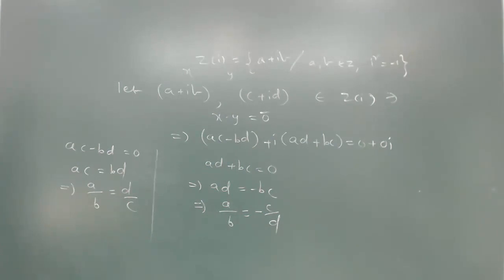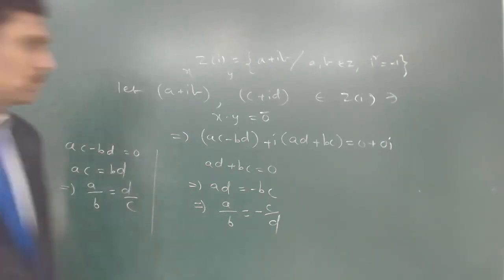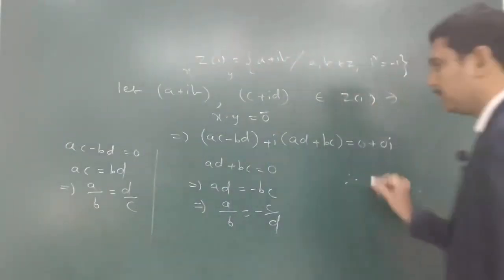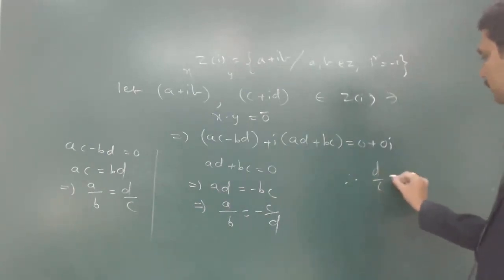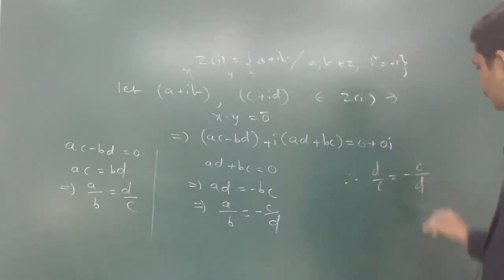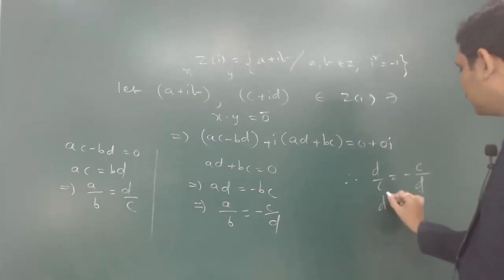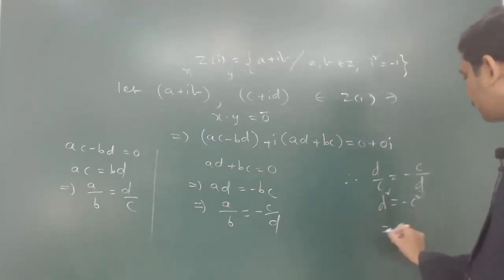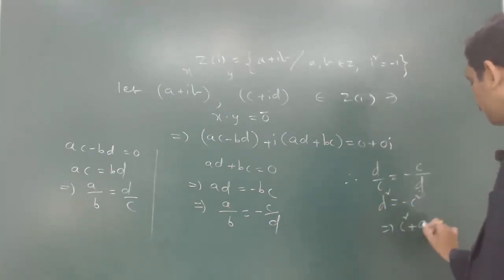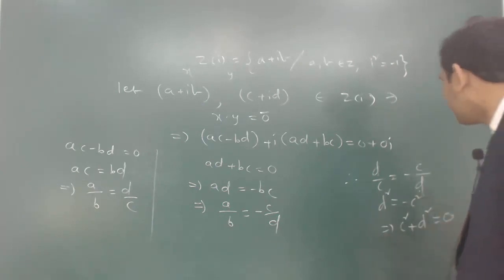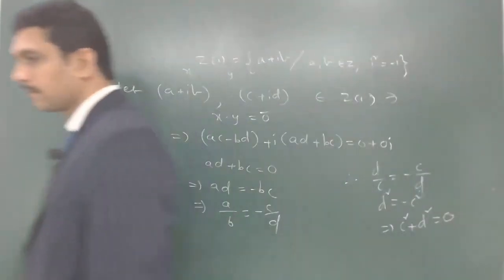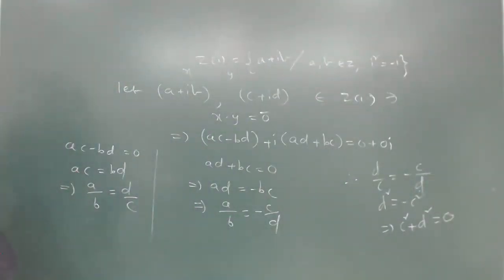So here you can observe that for the value a by b, you have two representations. Making them equal and cross multiplying, you have the result. Accepted?